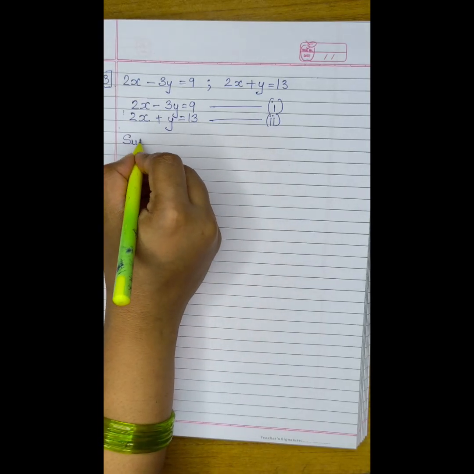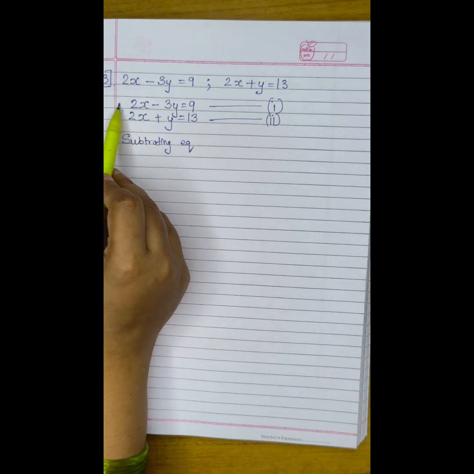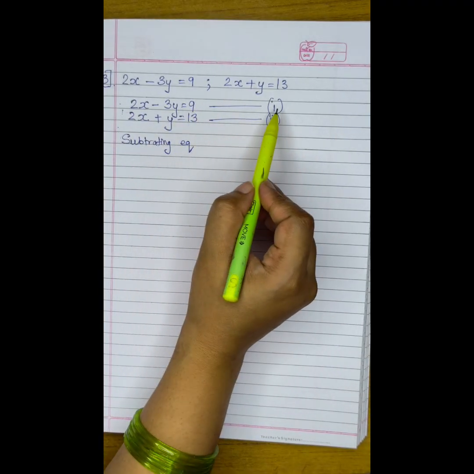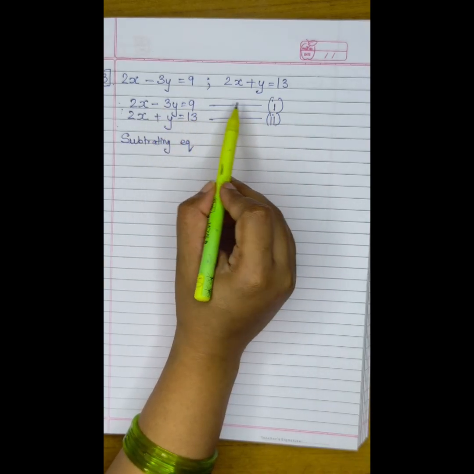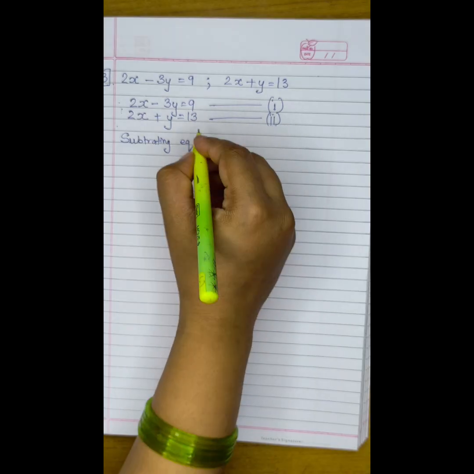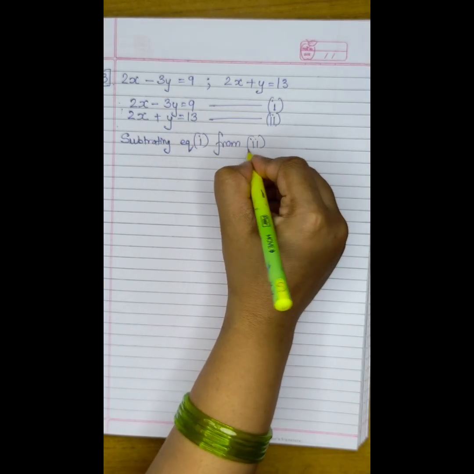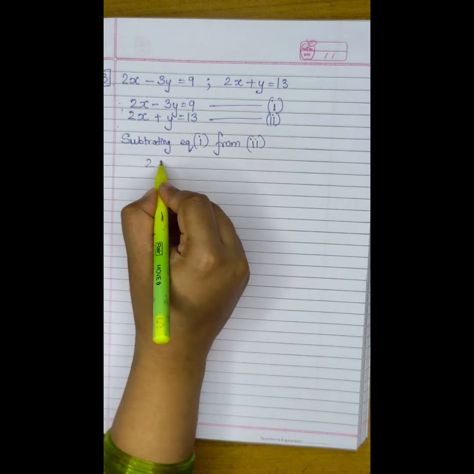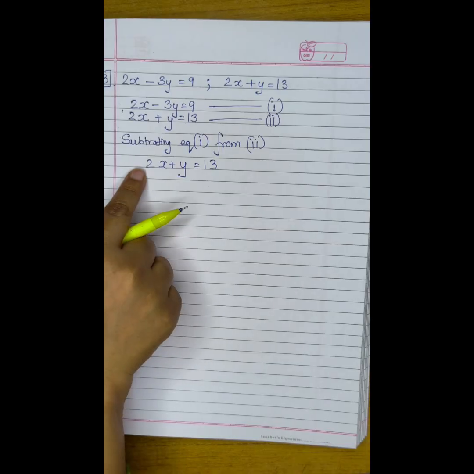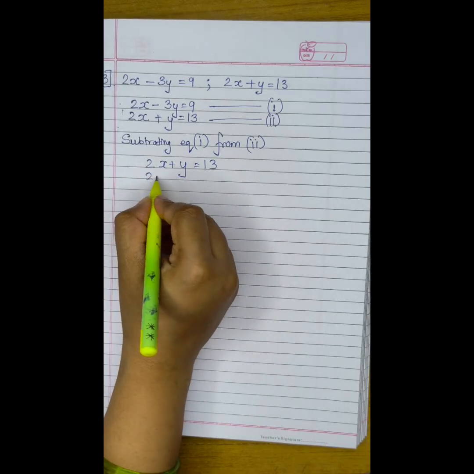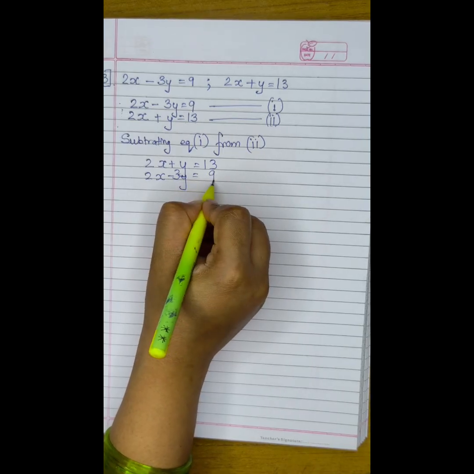So we will say subtracting equation 1 from 2. Equation 1 is smaller, you can see over here. Okay, 2 is greater. So subtracting equation 1 from 2. 2x plus y is equal to 13. Write the greater one on top and the smaller one down. 2x minus 3y is equal to 9.